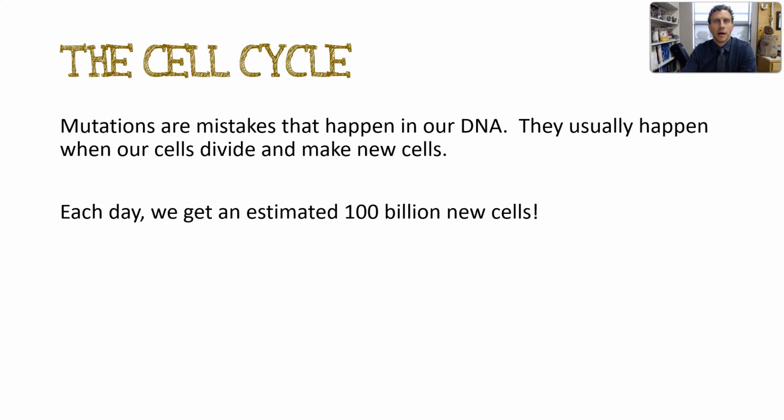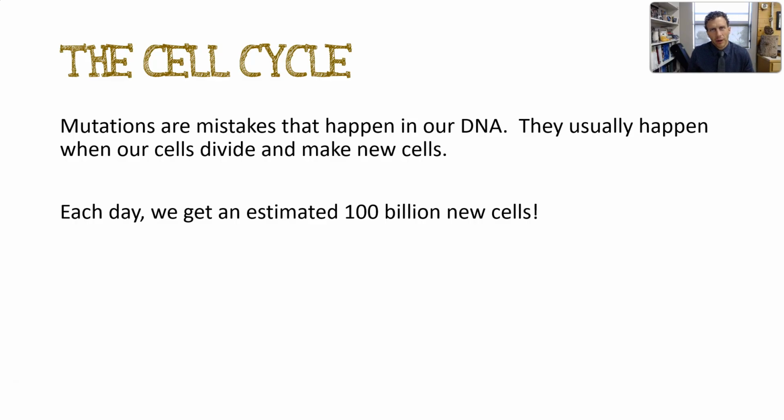Okay, the problem is that with the fall into sin, creation is under a curse, and so things are broken, and we can see that. And so that goes on the large scale. You have things like hurricanes and earthquakes that are destructive, but also on the very small scale. Mutations can happen. So mutations are mistakes in our DNA, and they usually happen when our cells divide and make new cells. That's when mutations often happen.